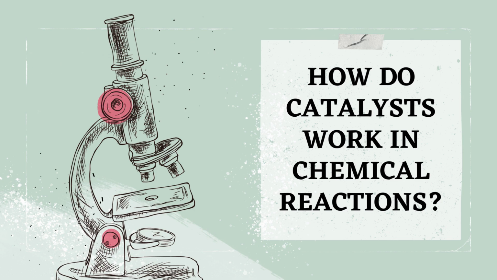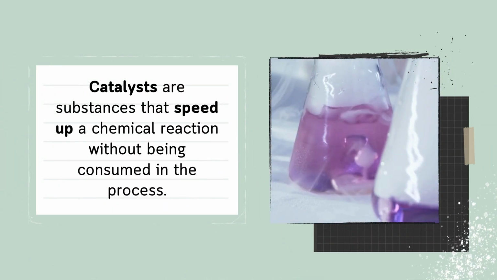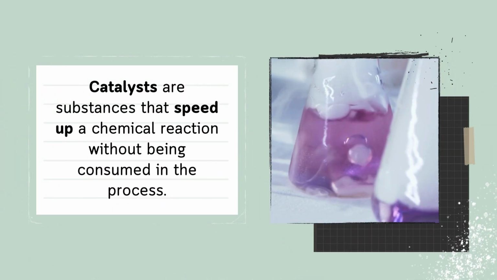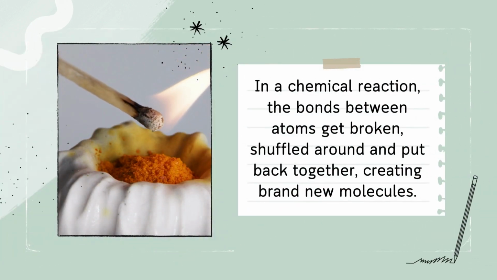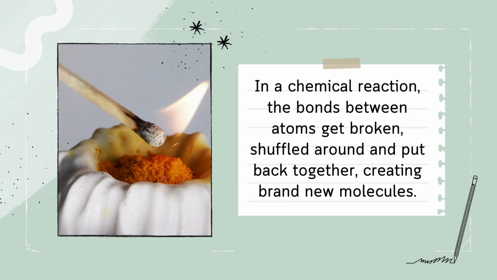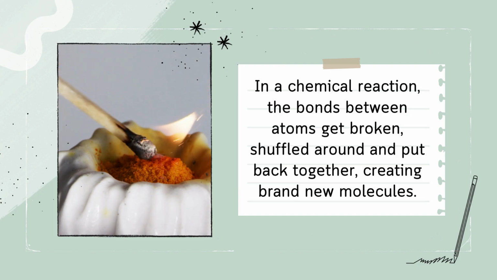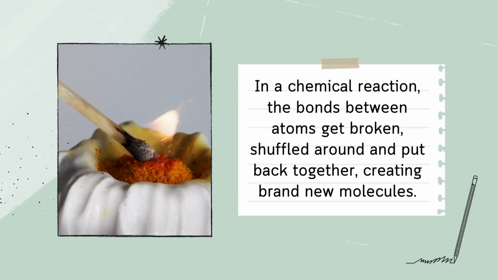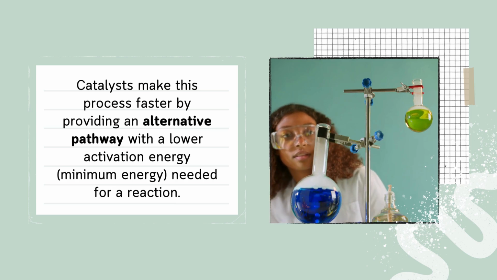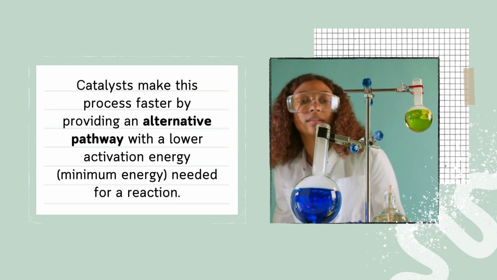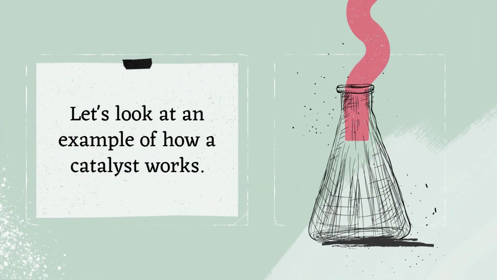How do catalysts work in chemical reactions? Catalysts are substances that speed up a chemical reaction without being consumed in the process. In a chemical reaction, the bonds between atoms get broken, shuffled around and put back together, creating brand new molecules. Catalysts make this process faster by providing an alternative pathway with a lower activation energy, the minimum energy needed for a reaction. Let's look at an example of how a catalyst works.